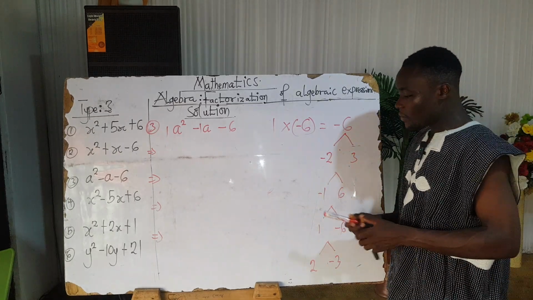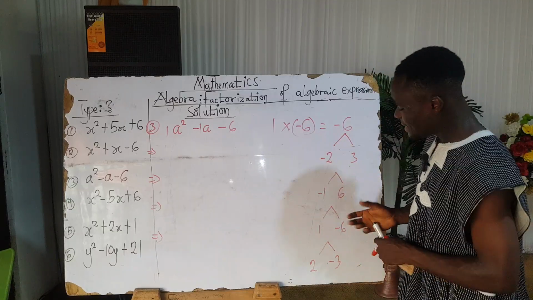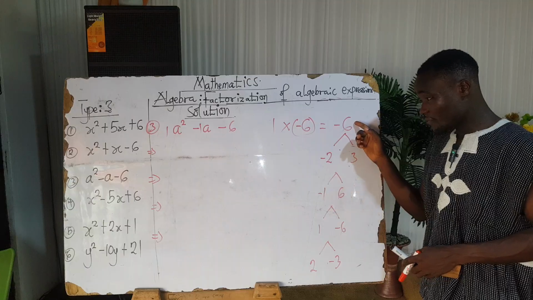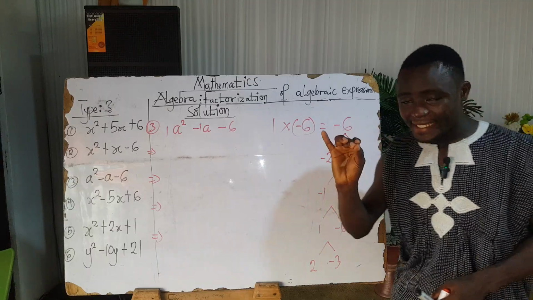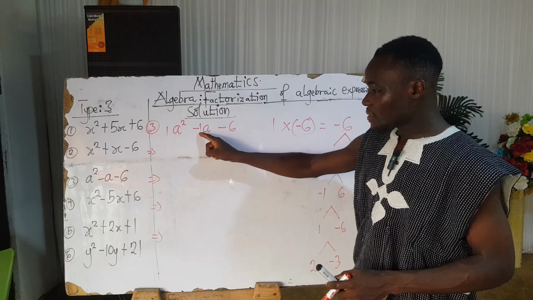Very good. Now, our next approach is we are going to identify the pair of numbers which are factors of this, such that when we add them, we are going to get what?